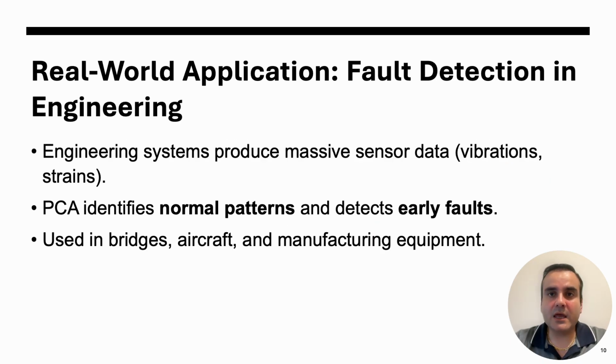In engineering systems like bridges, airplanes, or factory machines, sensors continuously collect massive amounts of data, including vibrations, stresses, and strains. PCA helps engineers by analyzing this data and identifying what normal patterns look like. When new data deviates from these patterns, PCA can quickly detect early signs of damage or faults. This allows for early maintenance or repairs, preventing costly failures. Essentially, PCA acts like an early warning system, flagging issues before they become serious.